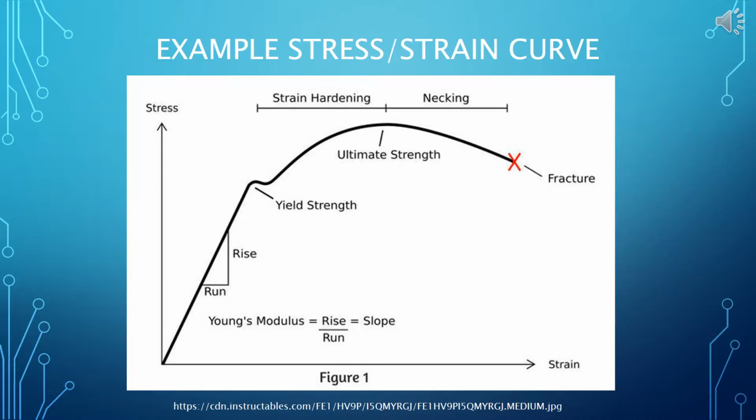Young's modulus is the slope of the curve in the elastic region, defined as the linear portion of the curve before the yield point. The yield point is the point of intersection between the curve and a line with the same slope as Young's modulus, with an x-axis intercept of 0.2% or 0.002. The ultimate tensile strength is the point on the curve with maximum stress. The fracture point is the last point on the curve at maximum strain.